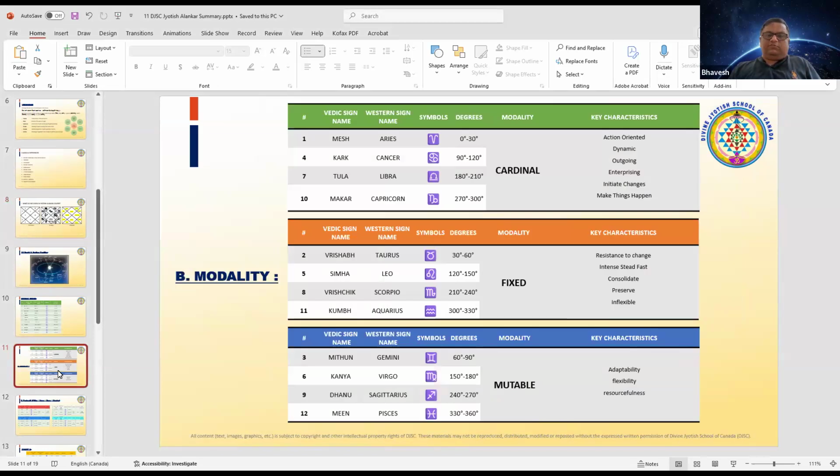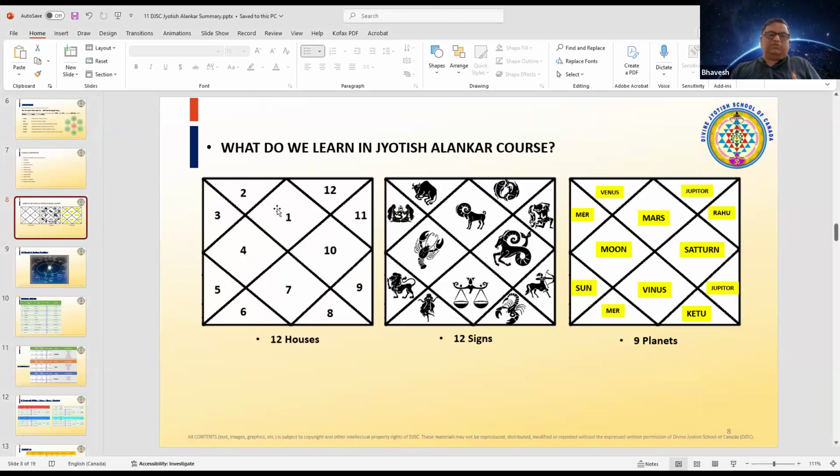So yeah, I was talking about cardinal, fixed, and mutable. And as I was saying, the next houses to the Kendra are the fixed ones: 2, 5, 8, and 11. So they are the fixed ones, and 3, 6, 9, and 12 are mutable.